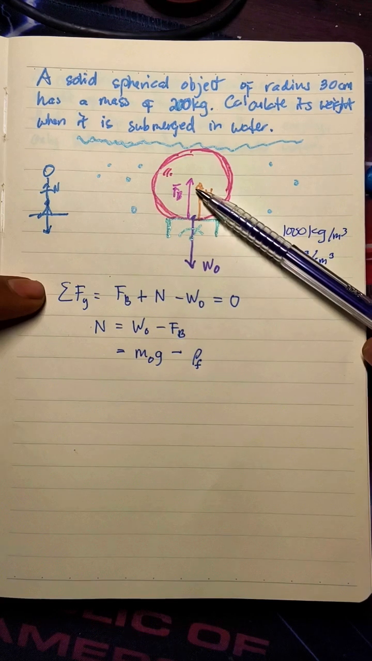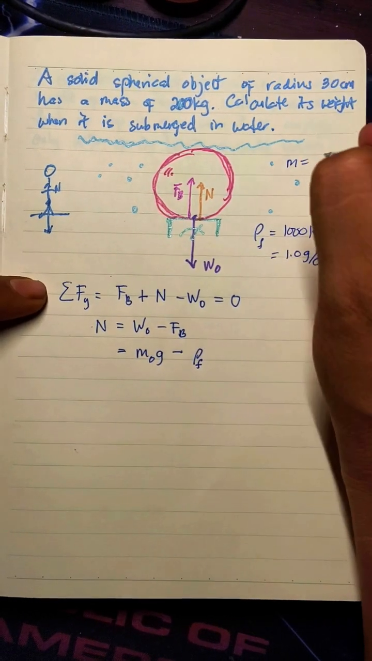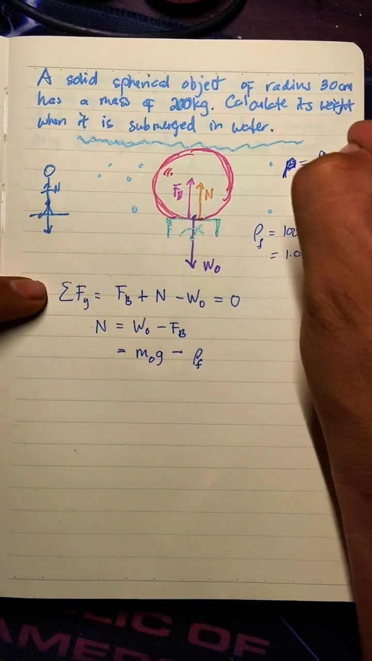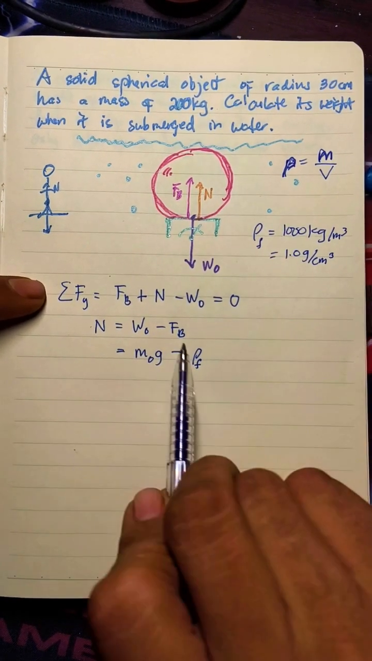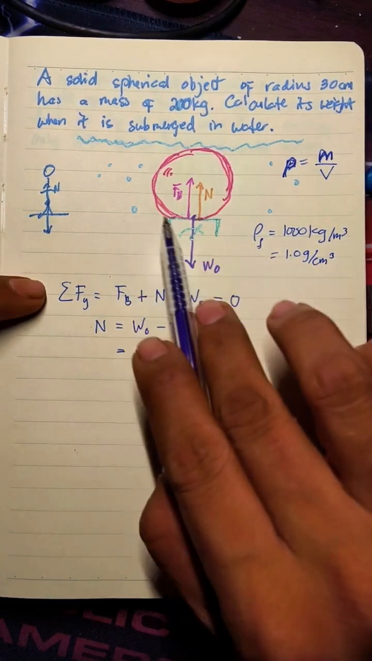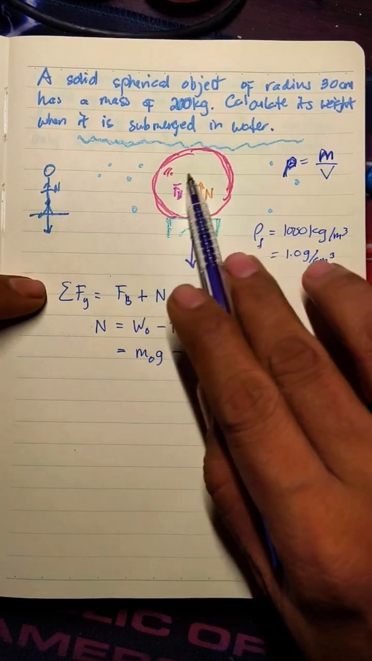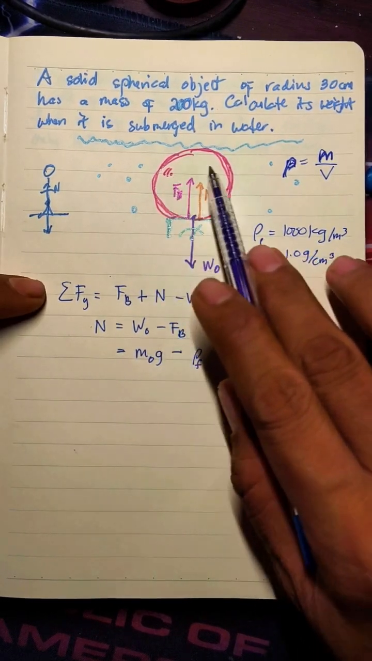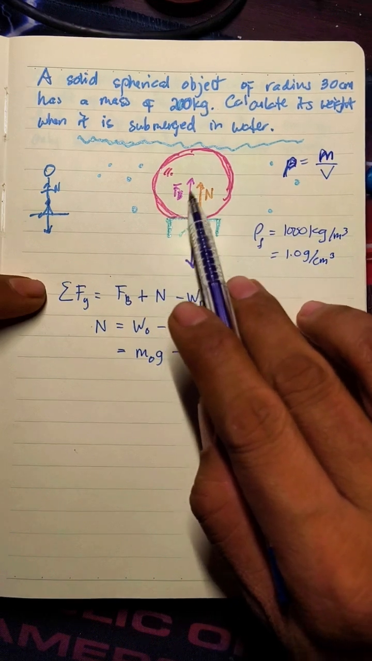Now we know that the density rho is equal to the mass over volume, so the mass is just density times volume. This means that the buoyant force, which is defined as the weight of the fluid displaced, would be the mass of that displaced fluid, the amount of water of this size, times g. That mass would be the density times this volume.